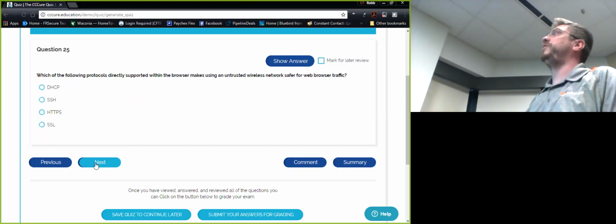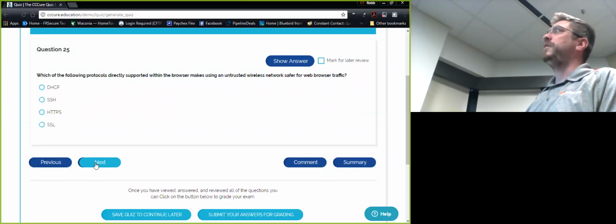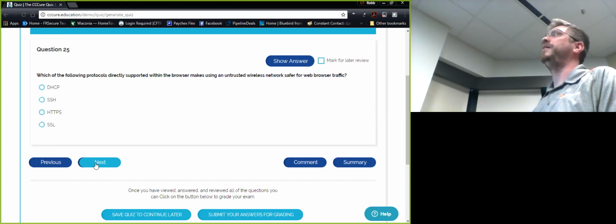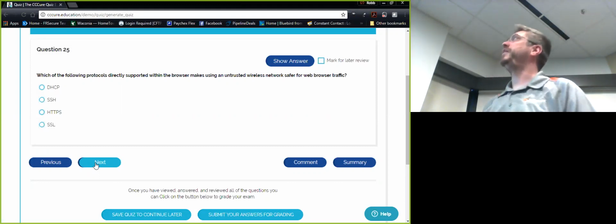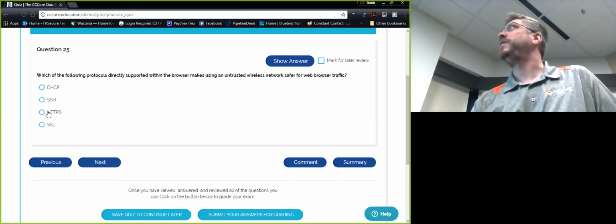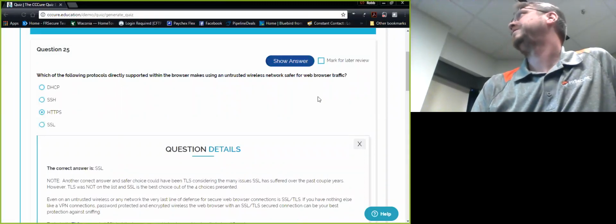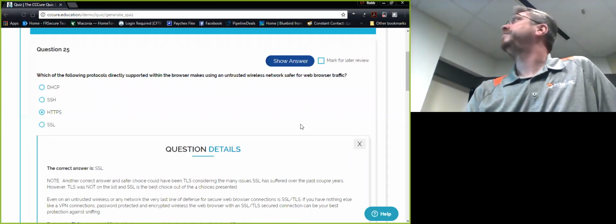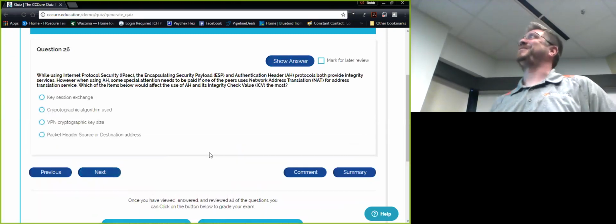All right, which of the following protocols directly supported within the browser makes using untrusted wireless safer? DHCP, no, that's how you get an IP address. SSH, if you're browsing using SSH, then okay. HTTPS or SSL? SSL would be how it's secured. Nope. Did I get that backwards? Oh, yeah. All right, so read the question. That's twice we've done that.